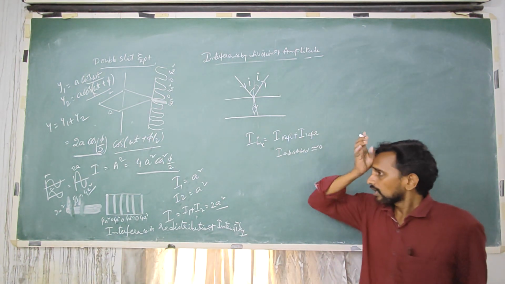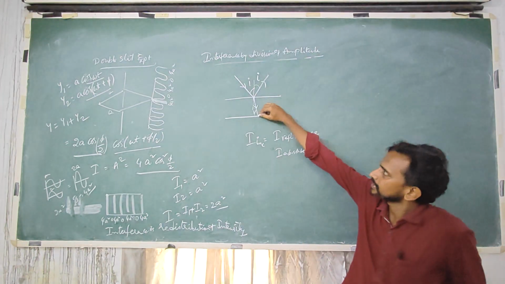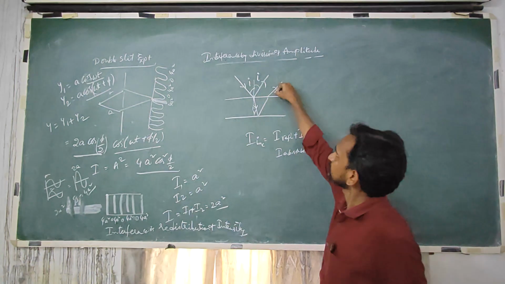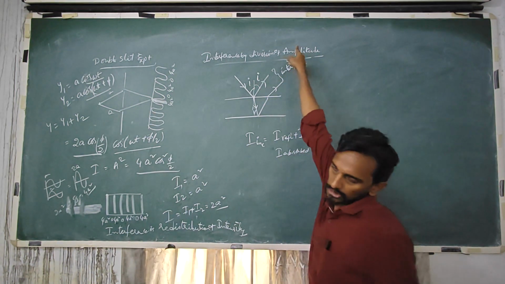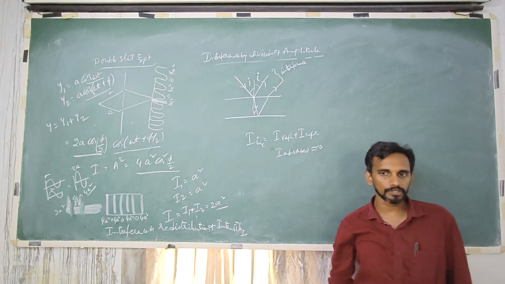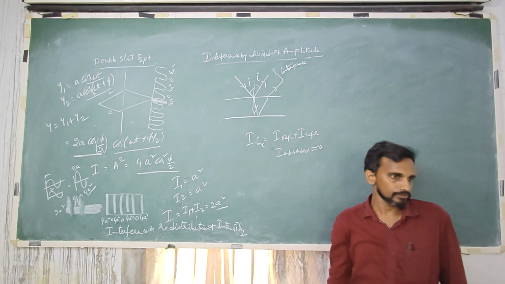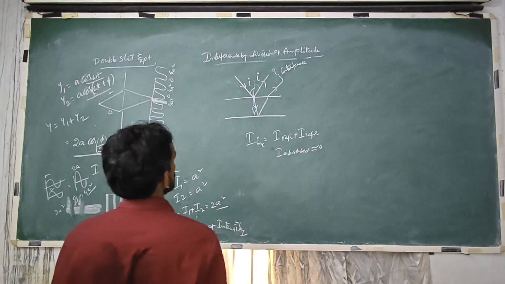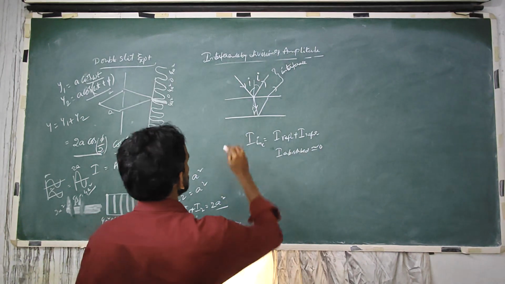Now, if you form an interference pattern between these two rays, it is called interference by division of amplitude. So we are using the principle of reflection and refraction to divide the amplitude. Okay, so now here, the path difference between these two rays.